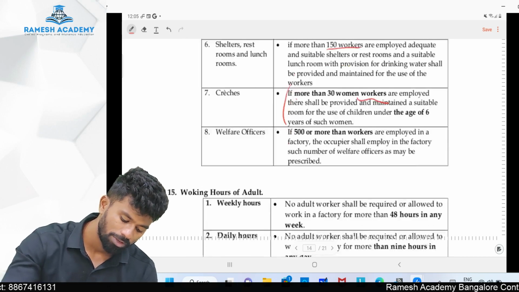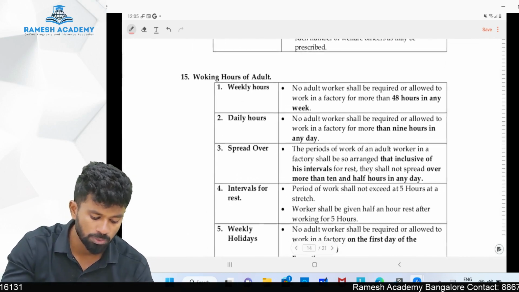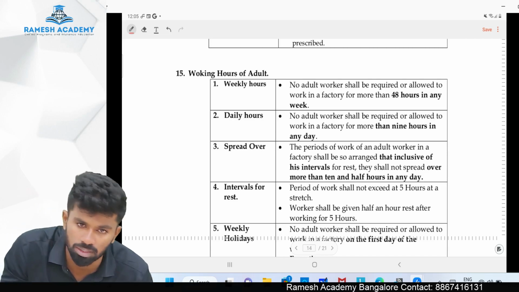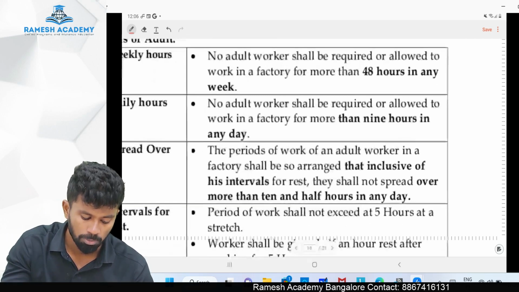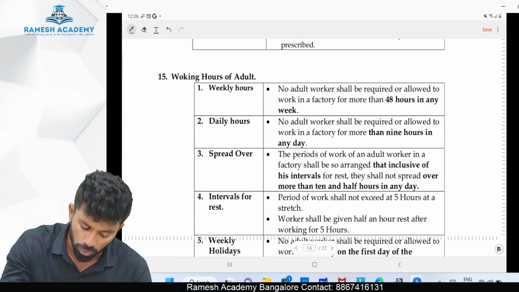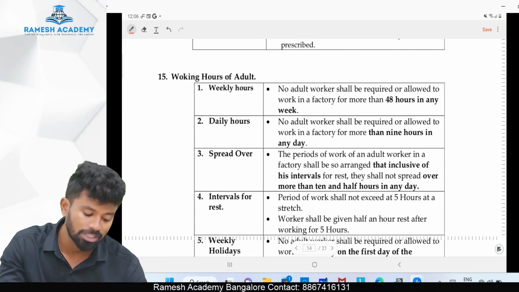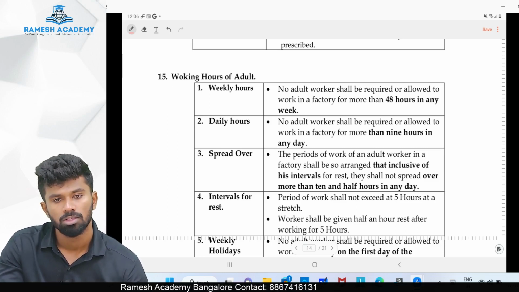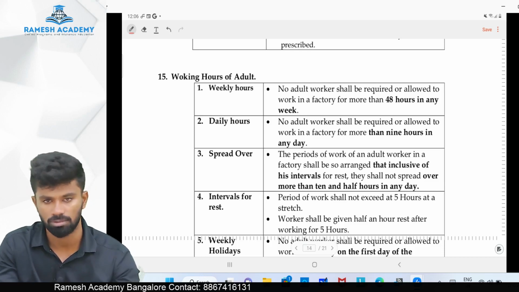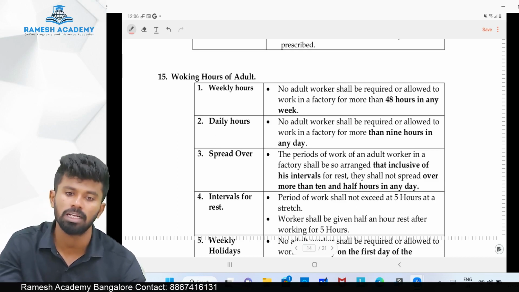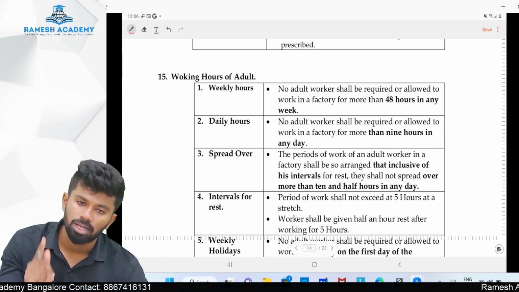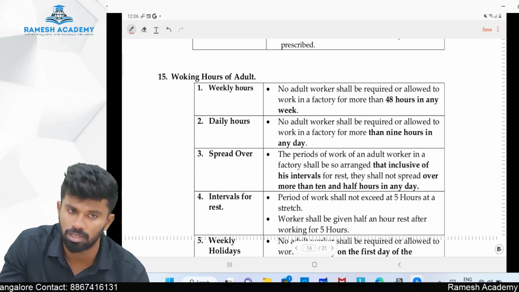Okay. Then we have the second set of provisions which deals with the working hours of the adult as well as the young person and the woman. Let us discuss that. Important. No adult worker shall be required or allowed to work in a factory for more than 48 hours in a week. So the maximum number of hours a person is required to work is 48 hours in a week, not more than 48 hours. Okay. Weekly hours, 48 hours.